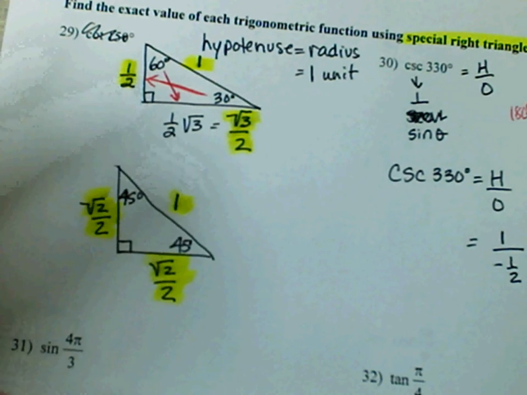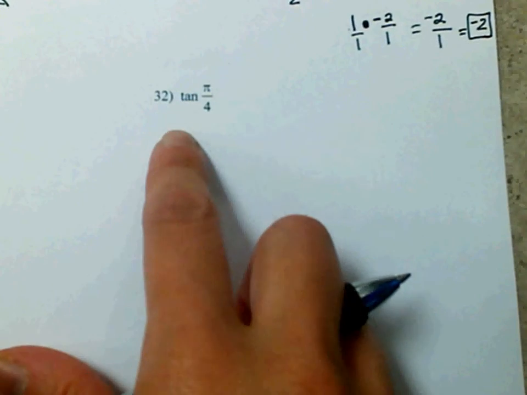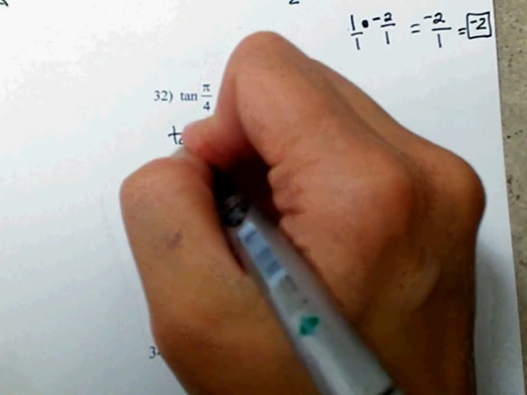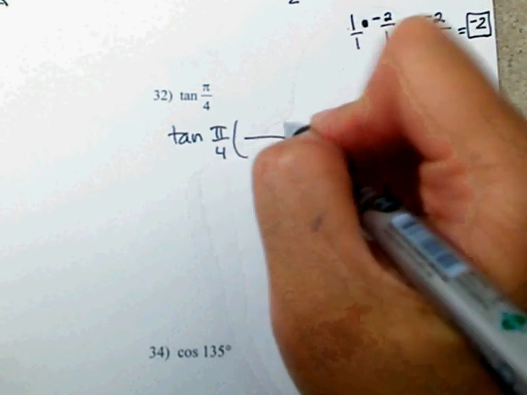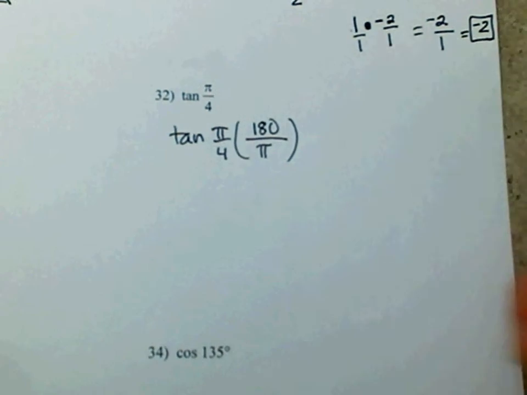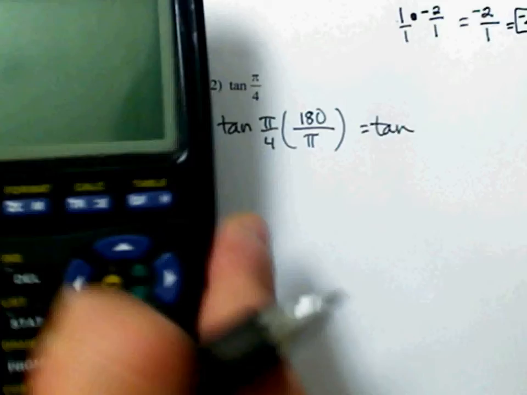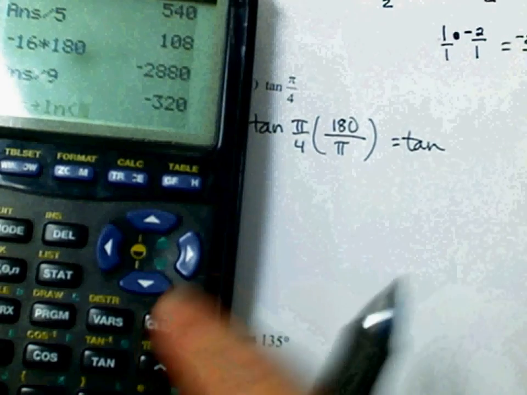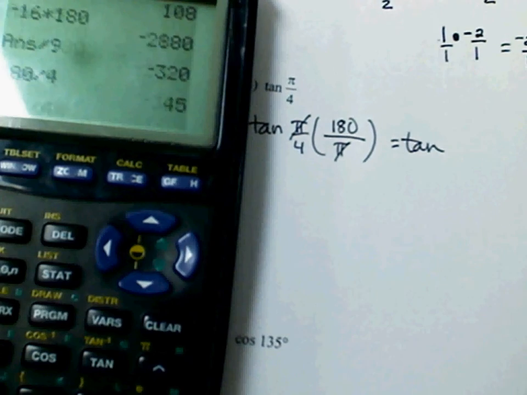All right. Number 32, tangent, pi over 4. Okay? Step number 1, it is in radians. So we're going to take pi over 4. We're going to convert this to degrees first. All right. So this comes out to be tangent. Pi times 180, pi cancels, so just 180 divided by 4, which is the same thing as 45 degrees. Okay? So tangent pi over 4 is the same thing as tangent 45 degrees.